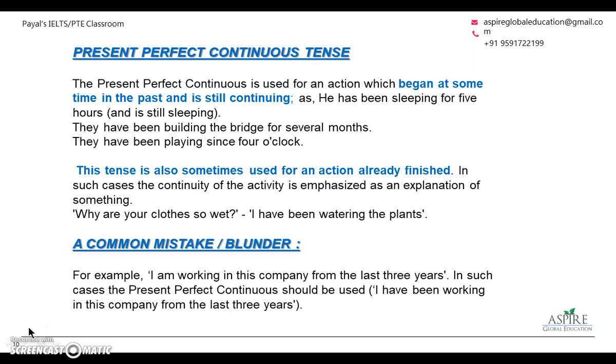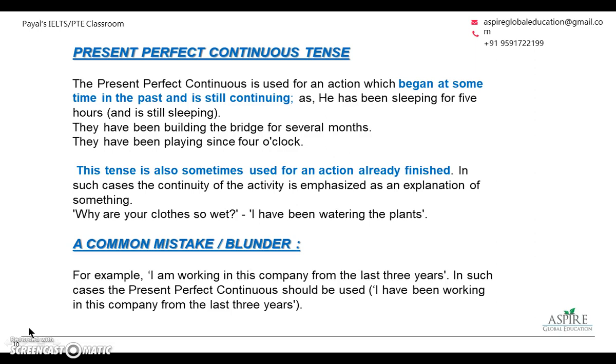Now, next is present perfect continuous tense. The present perfect continuous is used for an action which began at some time in the past and is still continuing. If you look at the words present perfect continuous, it takes from present perfect, which started in the past and just finished, and present continuous, which is something already ongoing. When you combine the two, you explain it as an action which started in the past but did not finish.